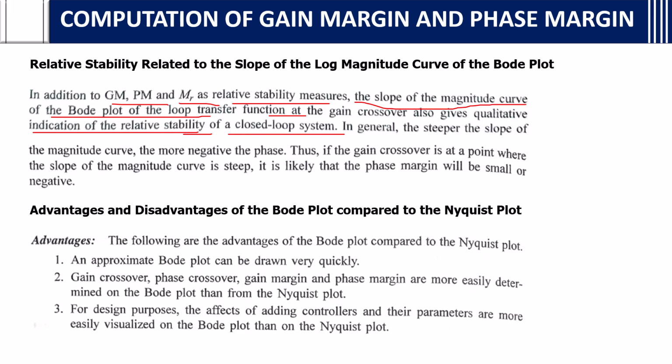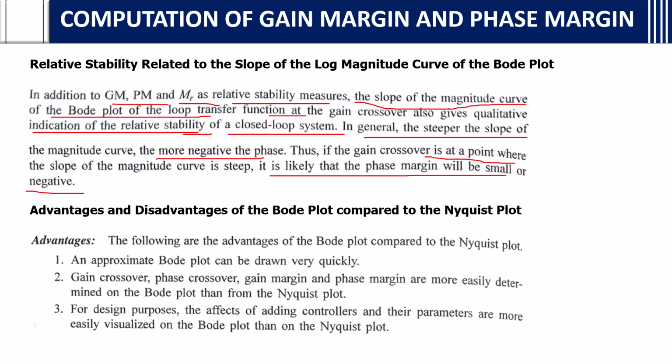In general, the steeper the slope of the magnitude curve, the more negative the phase. Thus, if the gain crossover is at a point where the slope of the magnitude curve is steep, it is likely that the phase margin will be small and negative.